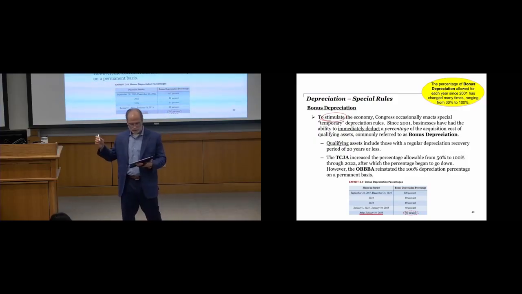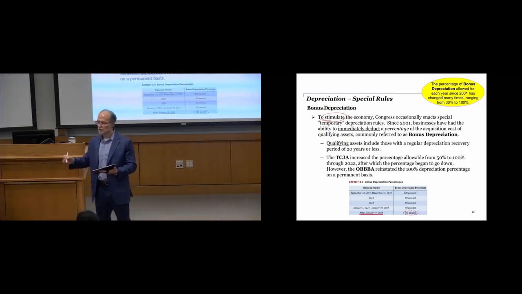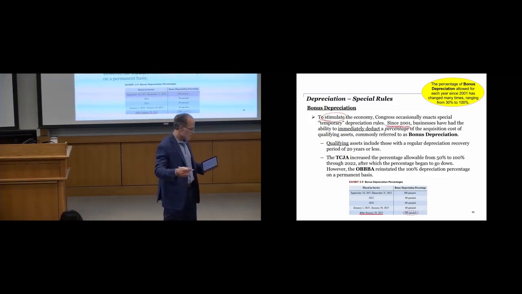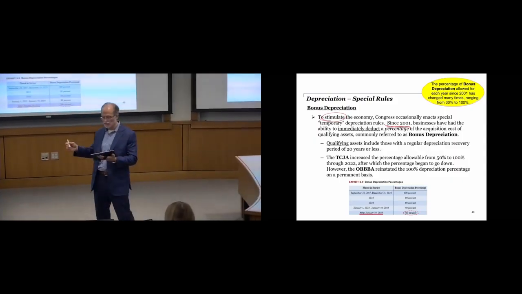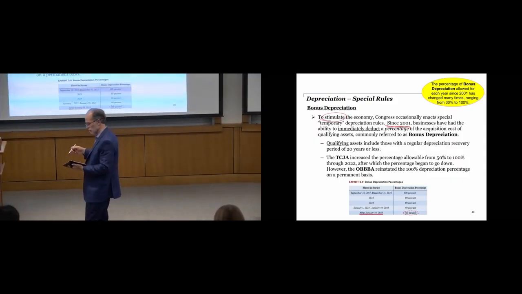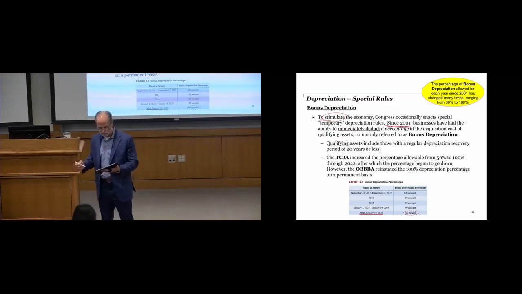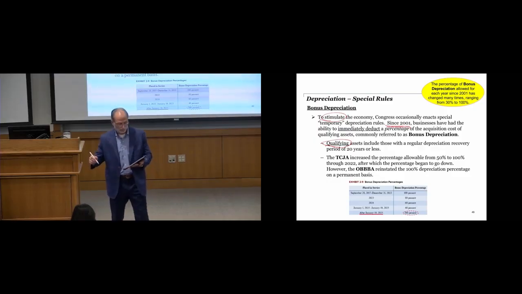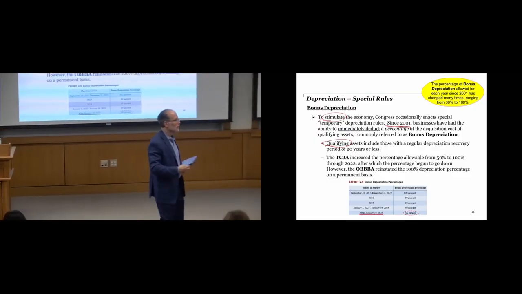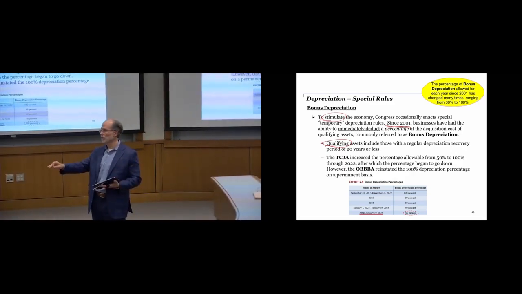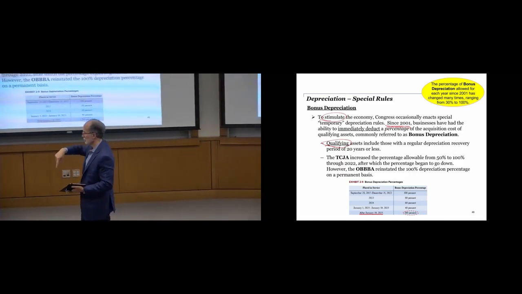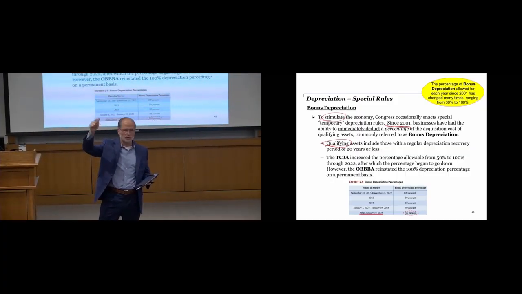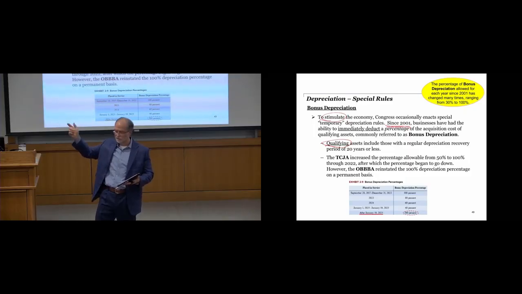So Congress occasionally enacts temporary depreciation rules. So since 2001, so the last 2.5 decades, businesses have had the ability to immediately deduct a percentage of the acquisition cost of qualifying assets, which everyone refers to as bonus depreciation. The qualifying assets are usually those with a regular depreciation recovery period of 20 years or less. So we're still talking about tangible personal property, right? Because what we started with this morning, our real estate is 27.5 if it's residential and non-residential 39, right? Those are not 20 years or less.